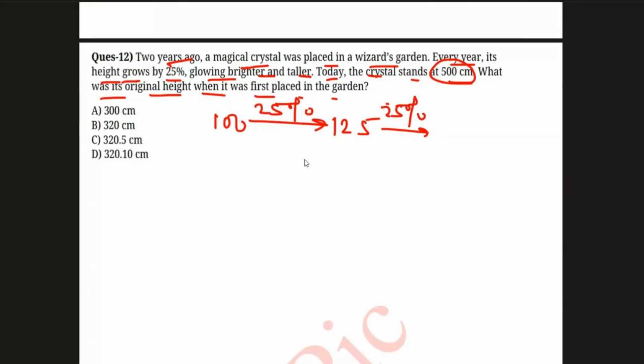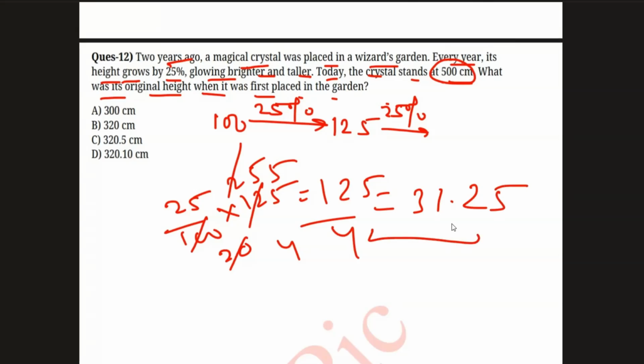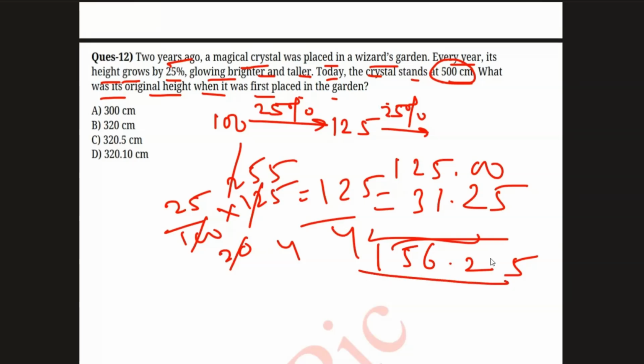So 25% of 125 is what? You can simply calculate it as 25% of 125, which means 25 by 100 into 125, right? So you can simply calculate as 25, and it is 4 and it is 5. So it is 125 divided by 4. It is 4 3s are 12, right? Then 4 1s are, then 2, then 5. So this is 31.25. So you will add this in 125. So it is 156.25.